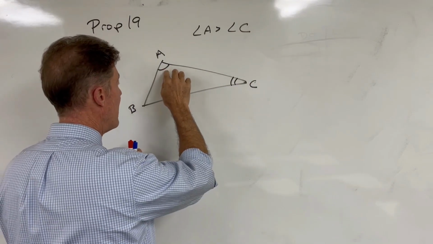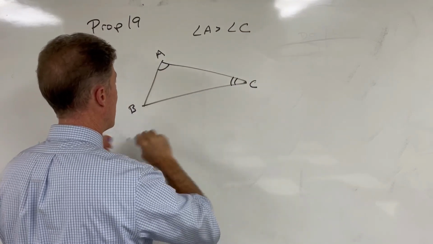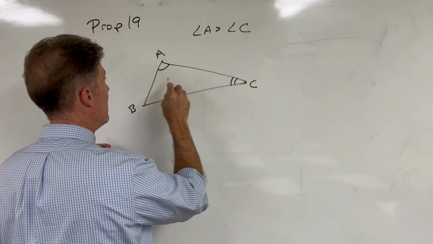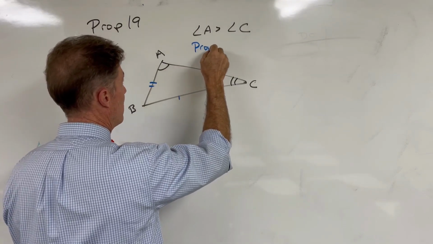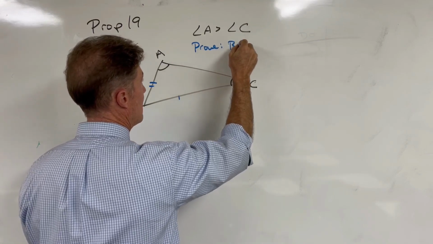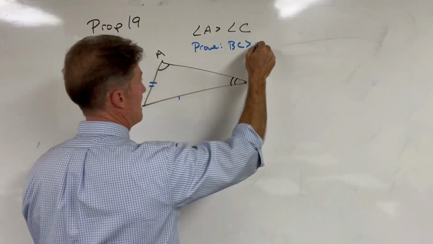So the greater angle is subtended by the greater side. So we're going to say this side is greater than this side. We're going to prove that BC is greater than AB.